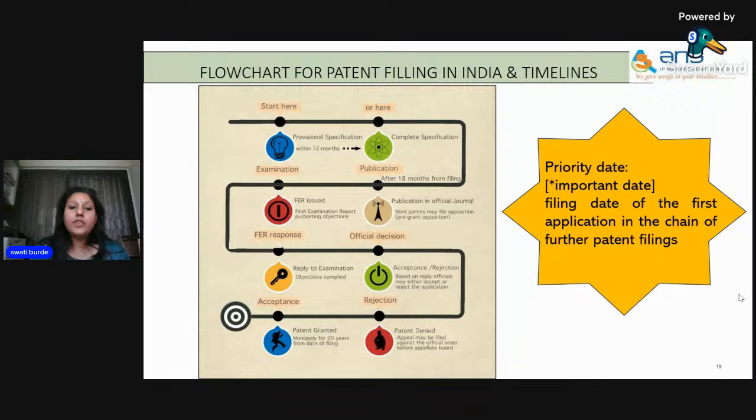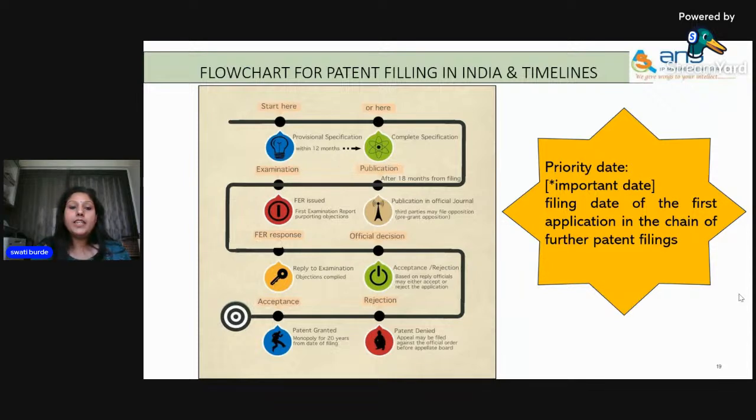And then the second way is to go for complete specification. If you think your invention is complete and it is marketable and all the research has been done, all the results have been achieved, you can directly go for complete specification filing.